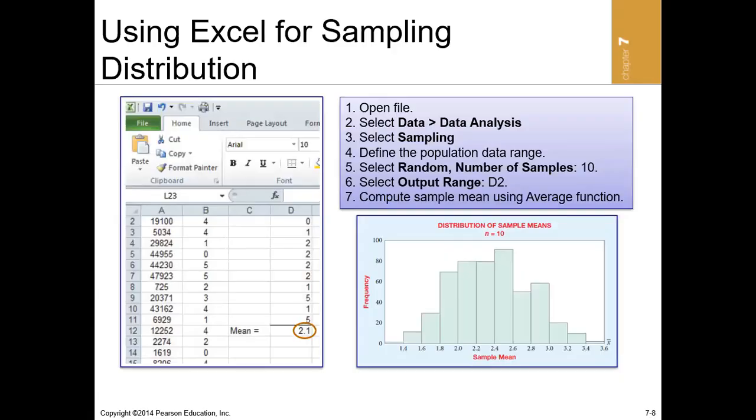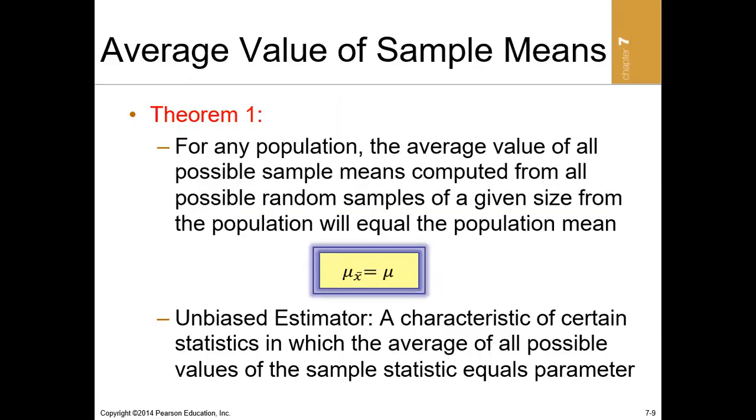Now, to understand this better, let's talk about the theories concerning sample means, which are more or less the characteristics of a sampling distribution. And I've told you that a sampling distribution is a distribution or a graph of all sample means which have been computed from random samples selected from a population.